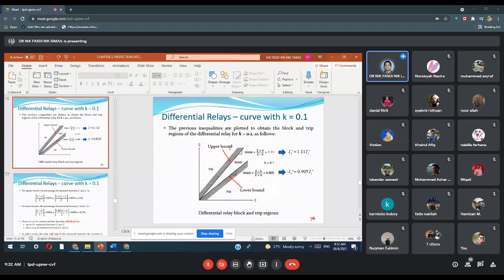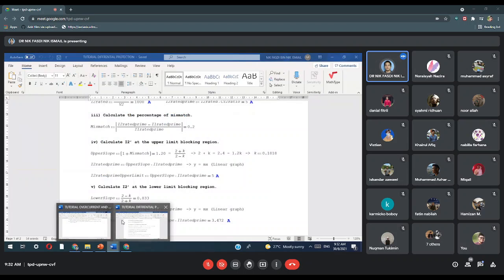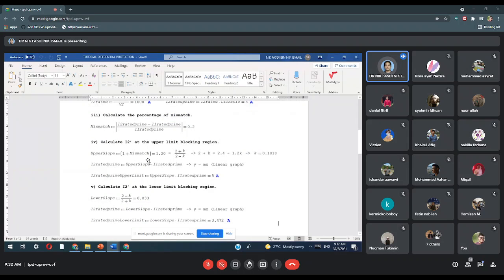Upper bound, lower bound, this one. Okay, back to this question. Because the value of upper slope is 1.20, we can obtain the value of K by simplifying this equation, which is K is 0.1816.